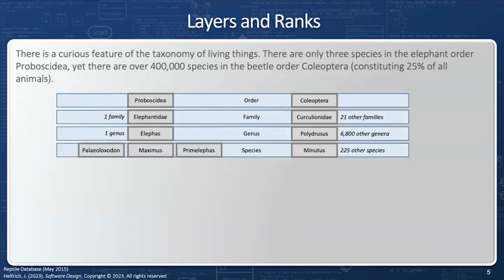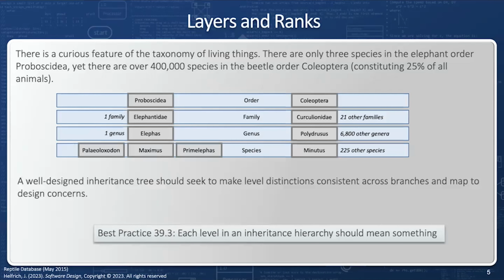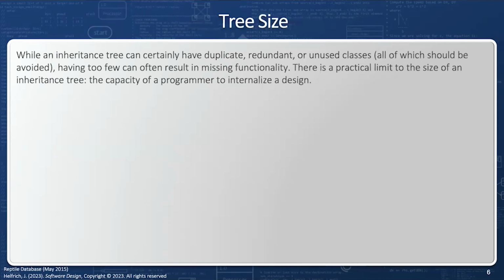And yet, we still think it's useful to have an order that has only 1 family, a family that has only 1 genus, and a genus that has only 3 species. So a well-designed inheritance tree should seek to make level distinctions consistent across branches. And each one of these should map to design concerns. So a best practice, each level in an inheritance hierarchy should mean something. An inheritance tree can have duplicate, redundant, or unused classes, all of which should be avoided, but having too few can often result in missing functionality.